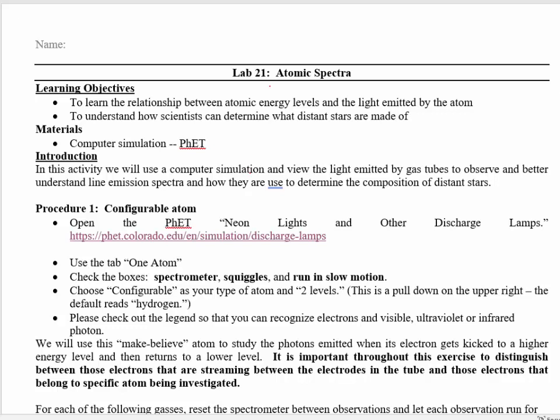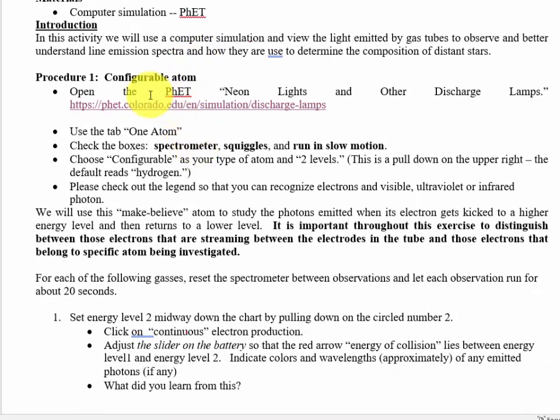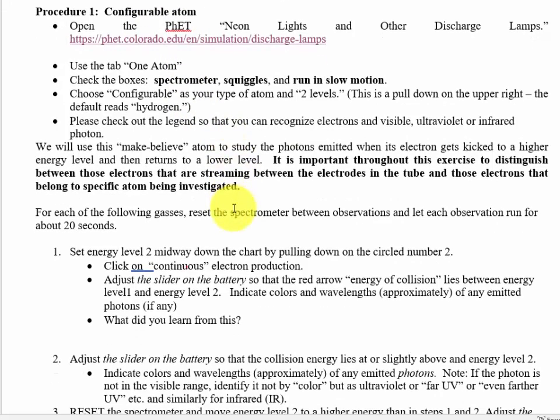Alright, this is going to be a walkthrough of lab number 21 on atomic spectra. This is a Java lab, and I know that Java can be kind of problematic, so if you can't get Java to work, then I hope you're here watching this. What you can do is I'm going to essentially do the lab, and I'm going to time-lapse it to speed it up for you all, and that way you can make the observations and jot them down and complete the lab without having to get Java to work or something along those lines.